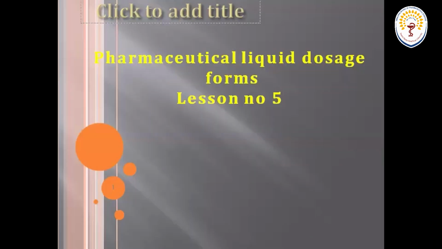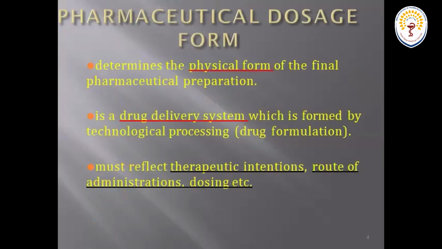So students, come to the next topic, pharmaceutical liquid dosage form, lesson number 5. So what are pharmaceutical dosage forms? Pharmaceutical dosage form determines the physical form of the final pharmaceutical preparation. It is a drug delivery system which is formed by technological processing and drug formulation, and must reflect therapeutic intentions, route of administration, and dosing, etc.